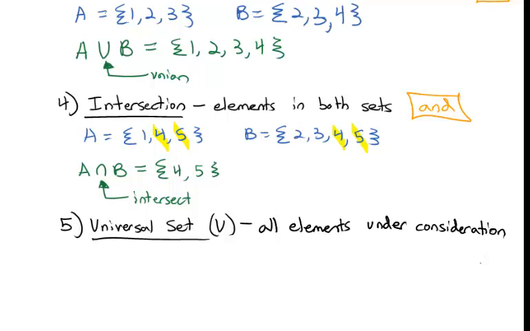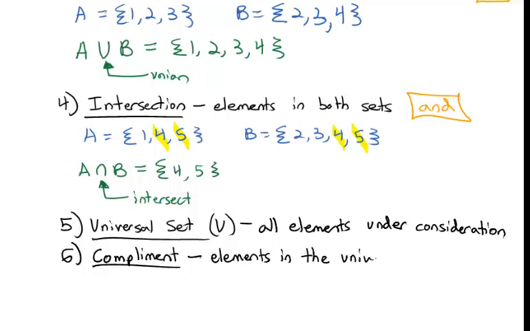So if we say the counting numbers, the universal set would be 1, 2, 3, 4, 5, 6, 7, 8, 9, 10, 11, 12, and so on and so forth. This mainly sets up the idea of the complement. The complement is the elements in the universal set but not in the given set.